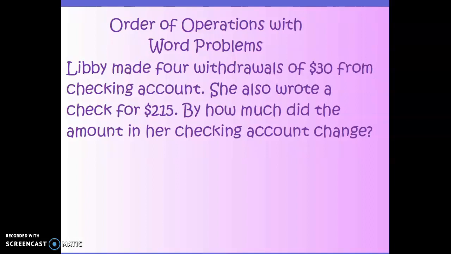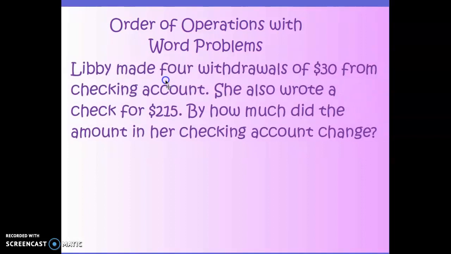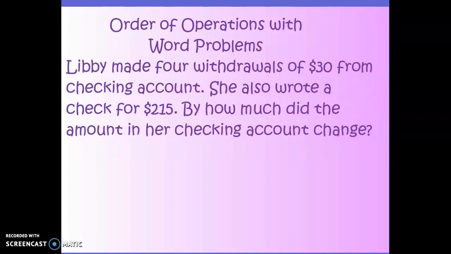Libby made 4 withdrawals of $30. So that's important. I'm going to go ahead and underline that information so that I have it when I get ready to start putting my expression together. From her checking account. She also wrote a check. And remember that a check is like a withdrawal, so that would be like a negative number, for $215. By how much did the amount in her checking account change?